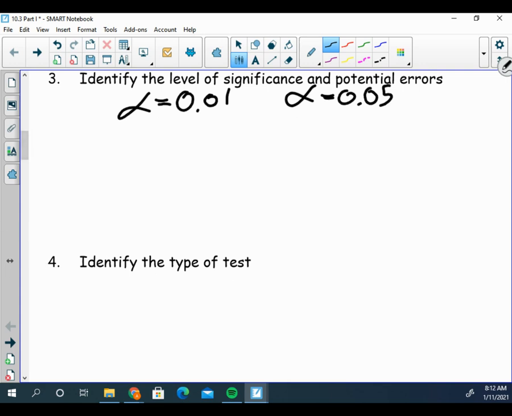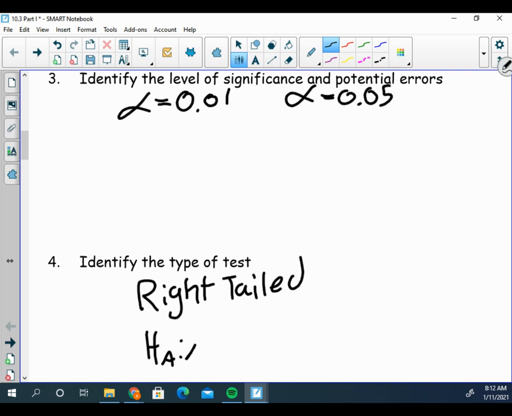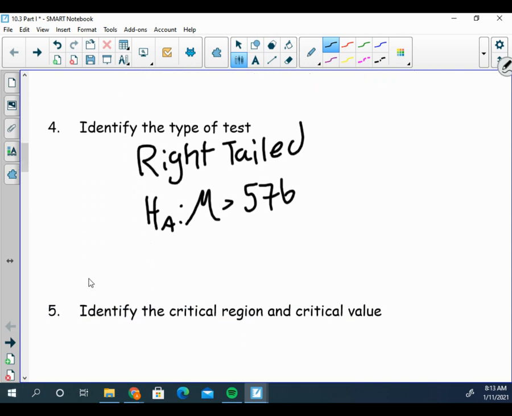Type of test. We're looking at a right-tailed test. Again, this comes straight from the alternate hypothesis. The alternate says our mean is bigger than 576. Since it's bigger, we're looking at a right-tailed test. Nothing new, really.